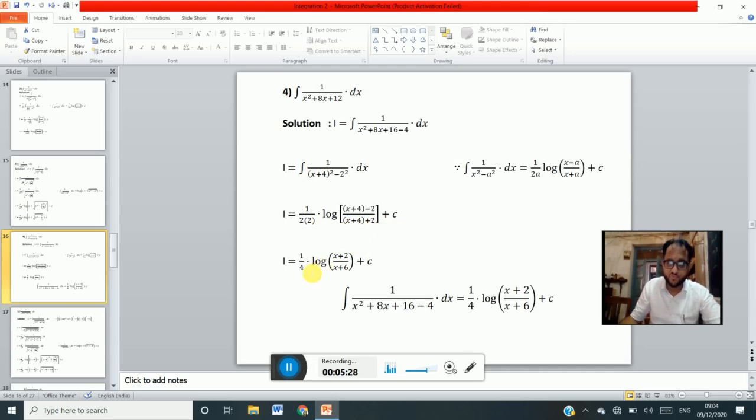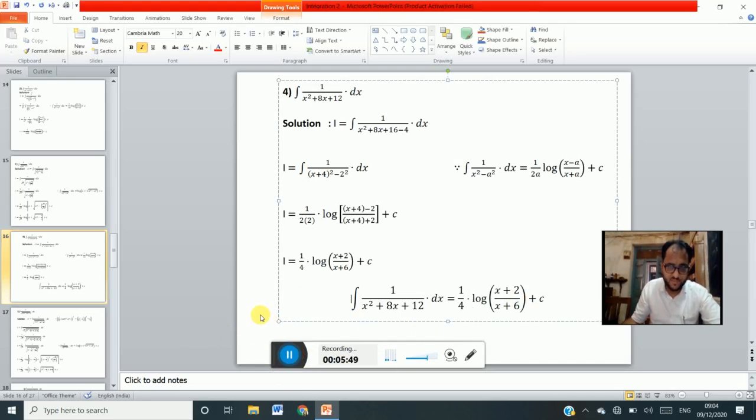So 1 upon 2 into 2 means 4, log of x plus 2, since 4 minus 2 is 2, and 4 plus 2 is 6. Okay, so this should be the final answer: 1 upon 4 log of x plus 2 upon x plus 6.